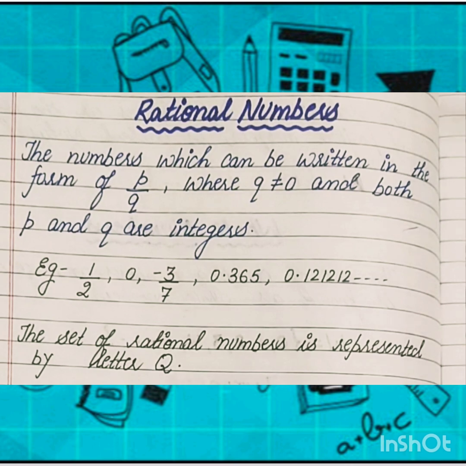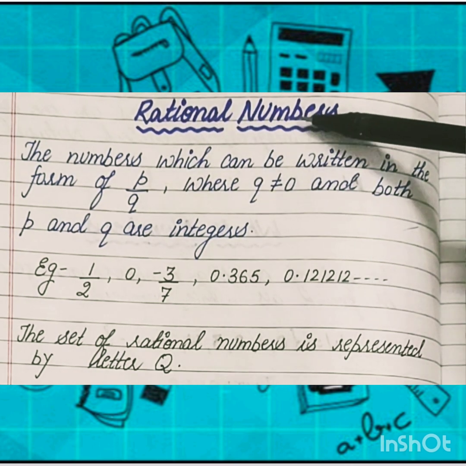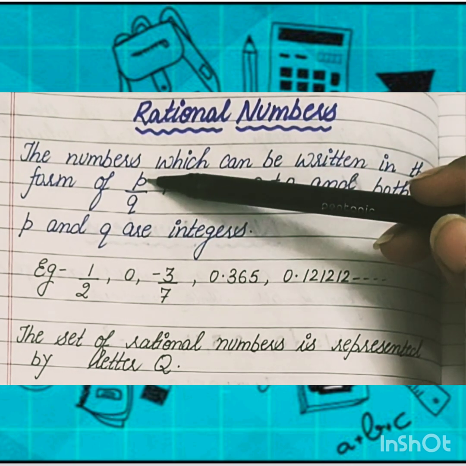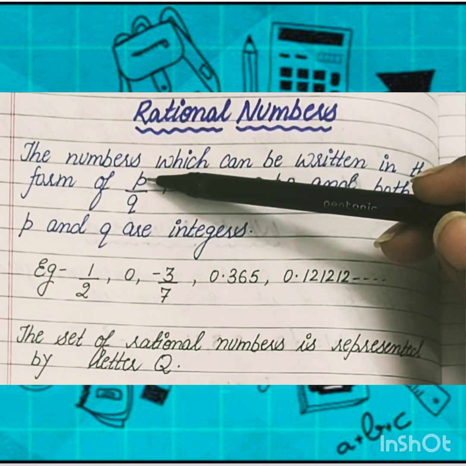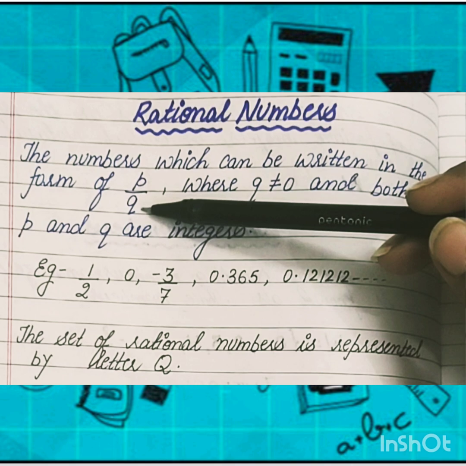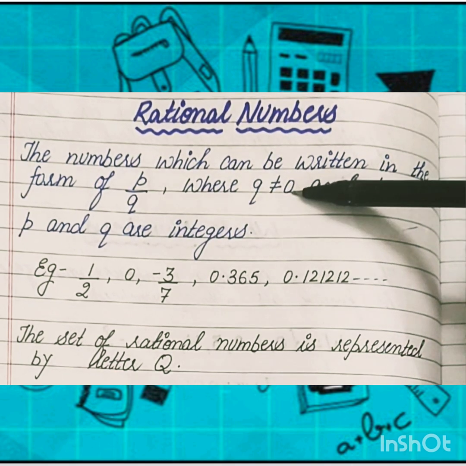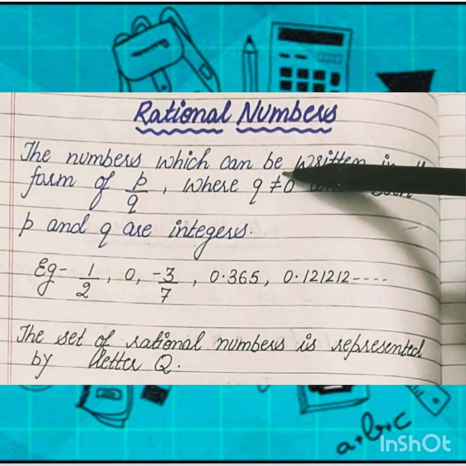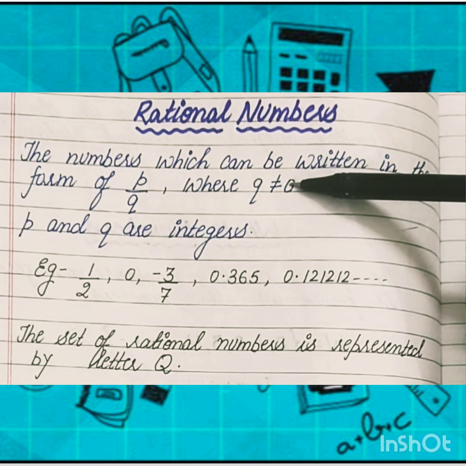Now we will discuss about rational numbers. The numbers which can be written in the form of P upon Q, but denominator means Q can never be 0. This symbol shows not equal. Q can never be 0.